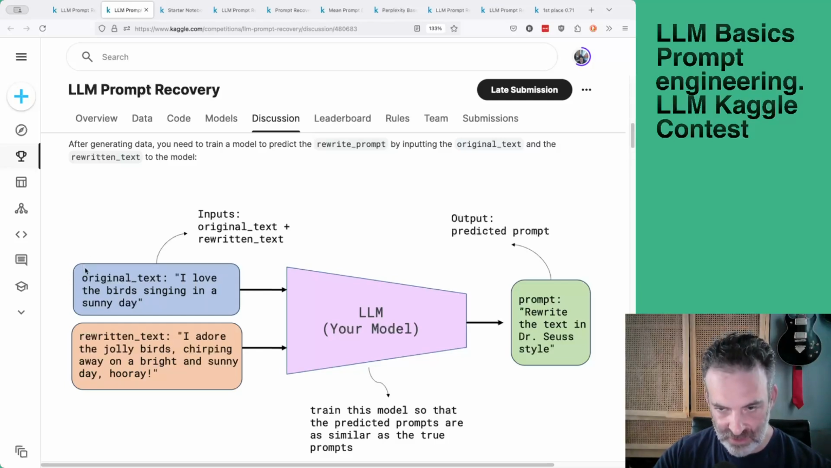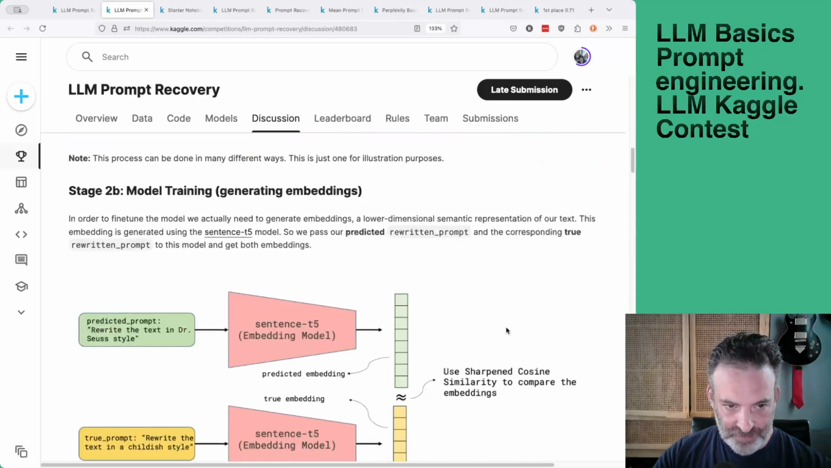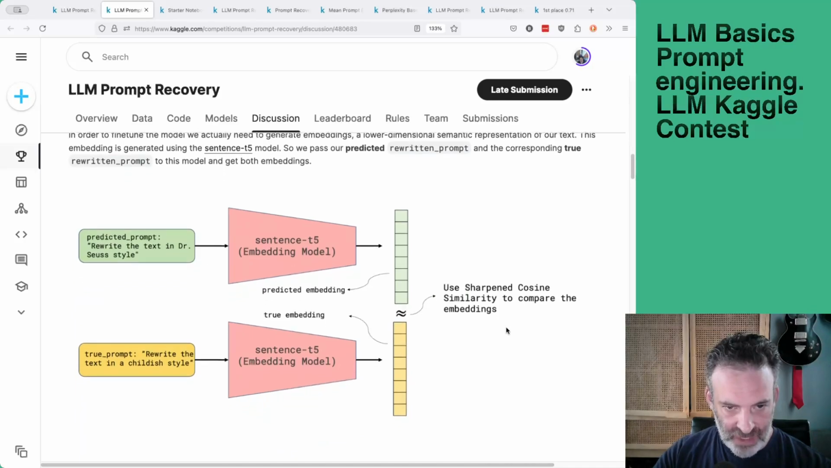That gives you the data that you'll be tested on, right? They'll give you the original text, they'll give you the rewritten text, and then your model has to figure out what the prompt was that rewrote the text. The way that this is scored is you have the predicted prompt and you have the true prompt, which is the ground truth.